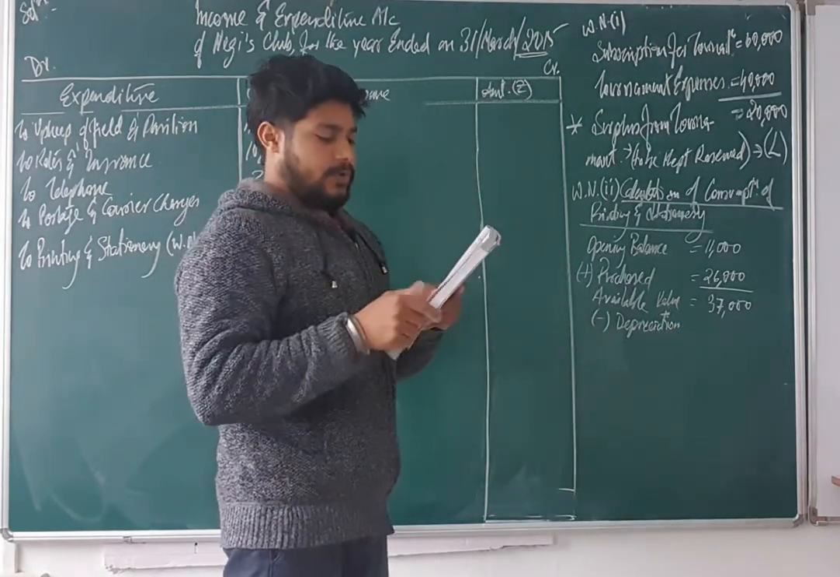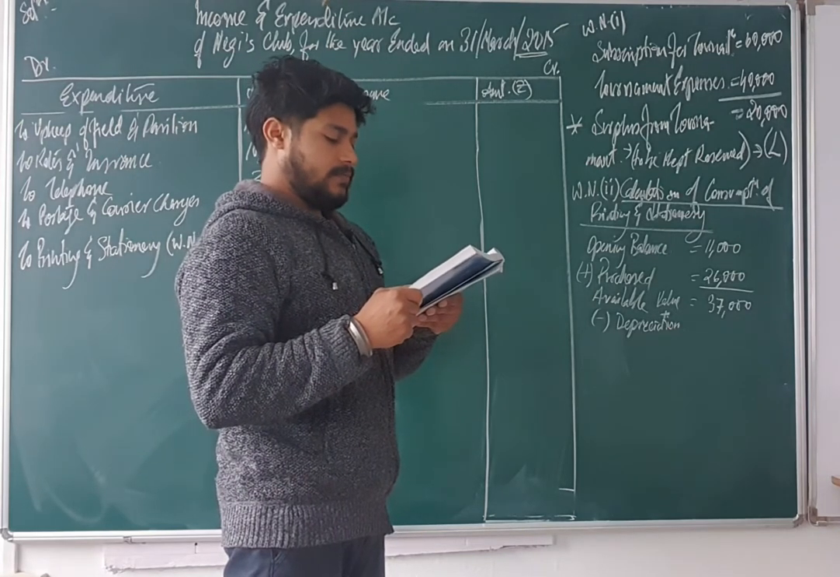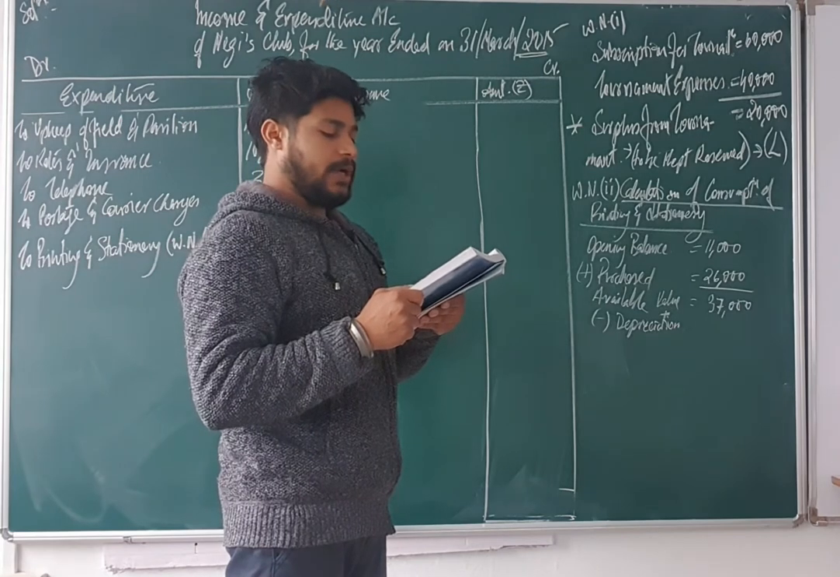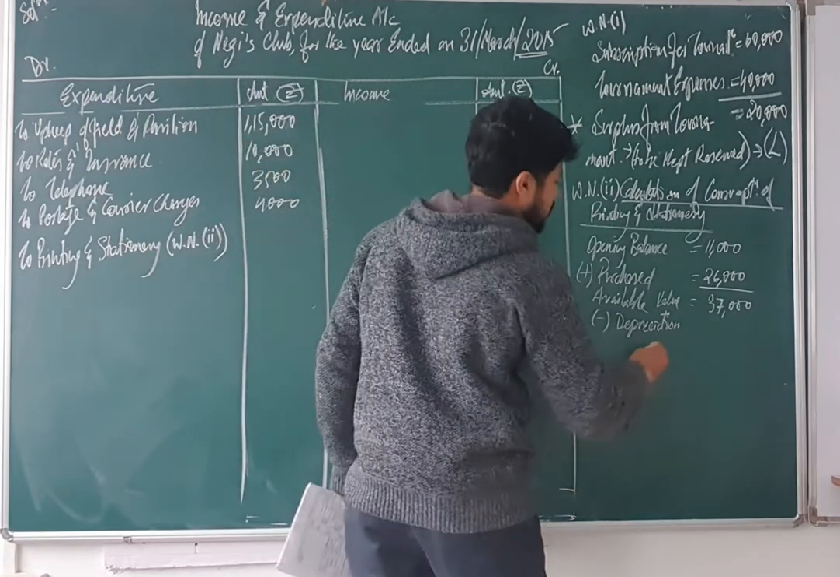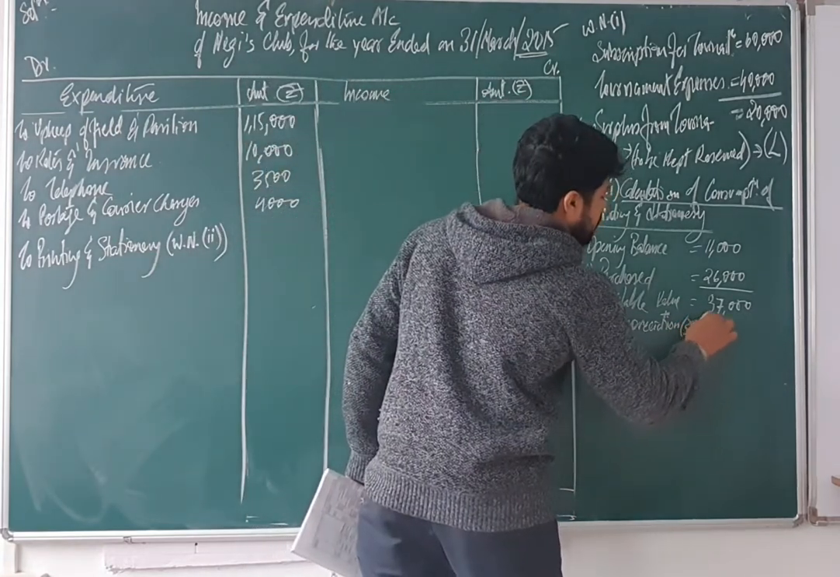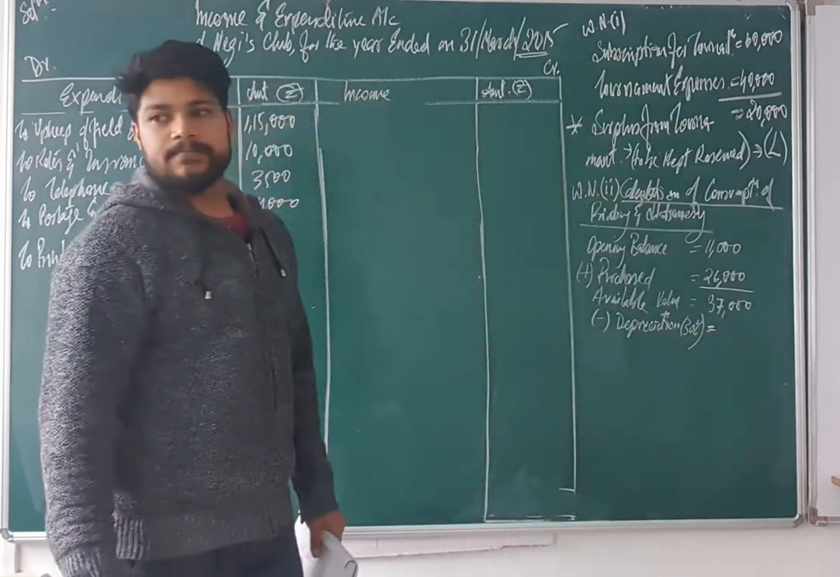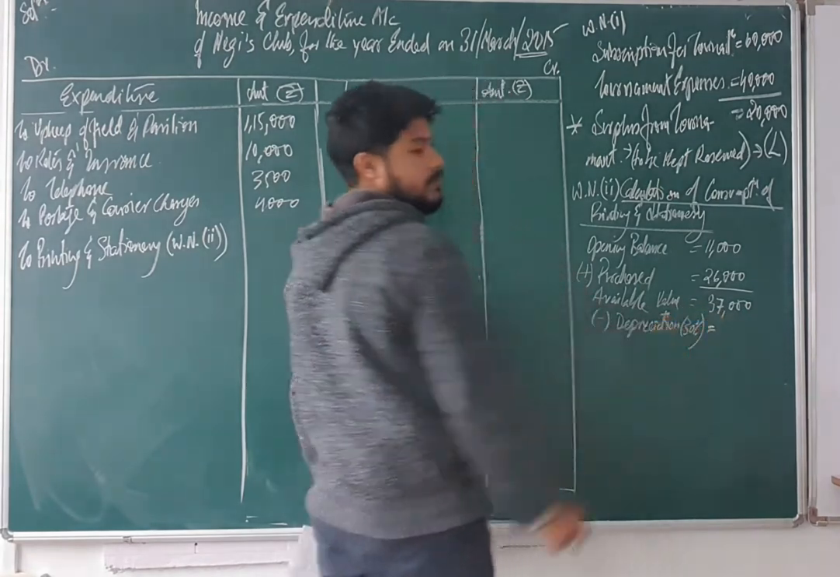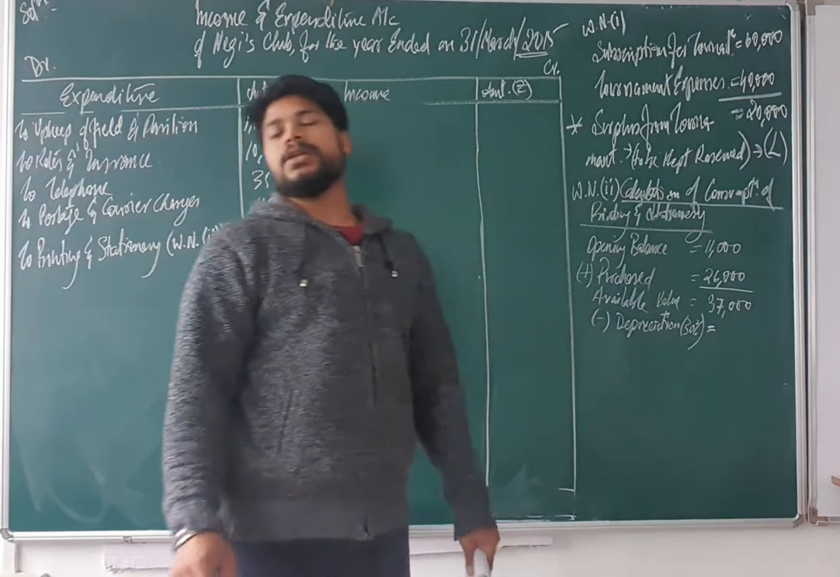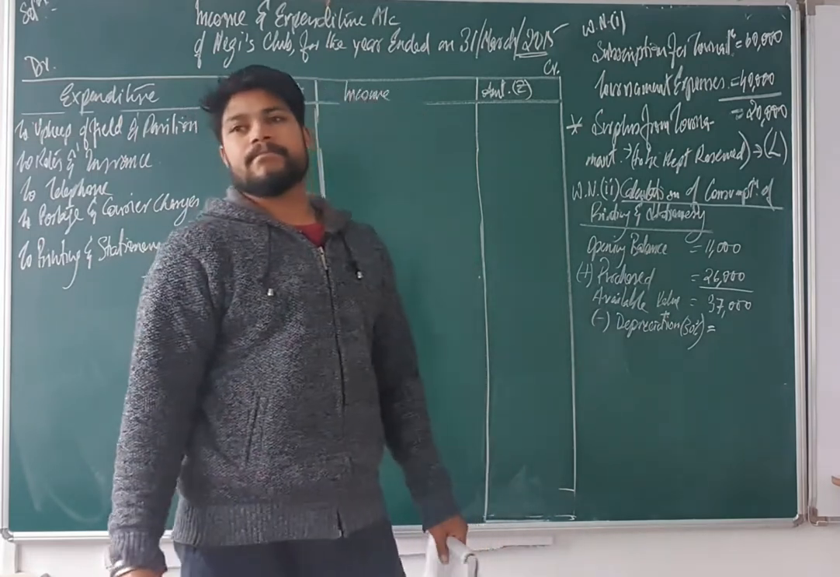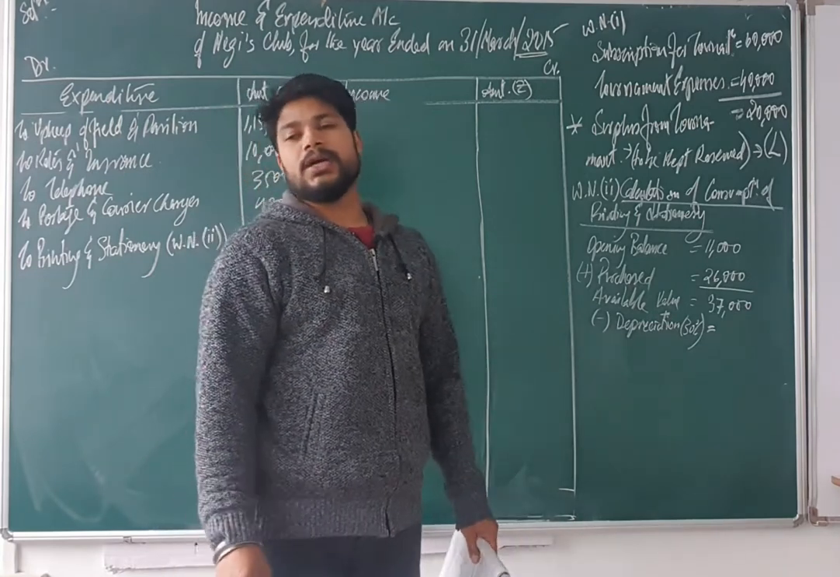The last line of the question says, write off 50% of sports materials and 30% of printing and stationery. 30% is the depreciation for printing and stationery. So I'll write down 30%. Now calculate 30% of this. Tell me how much it is. Use a calculator. 37,000 into 30 divided by 100. What are you getting?